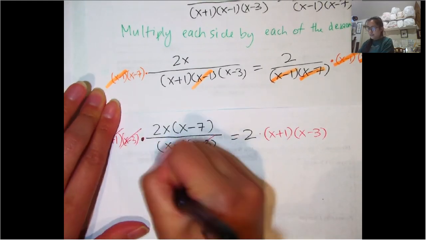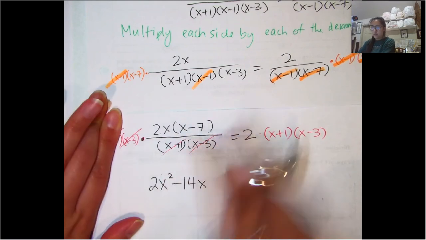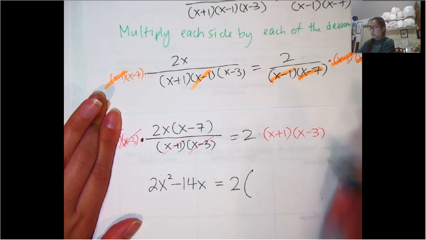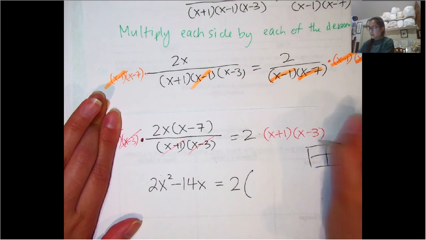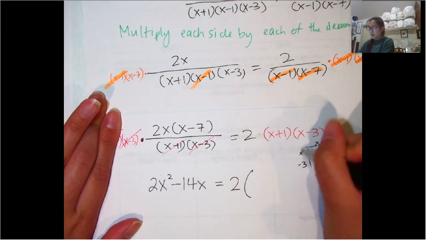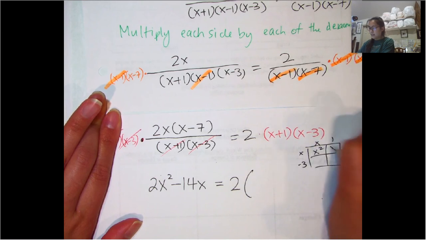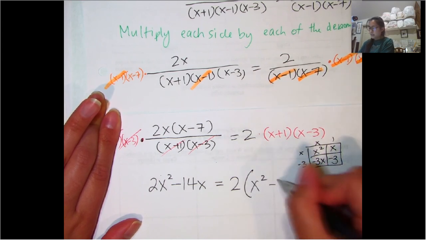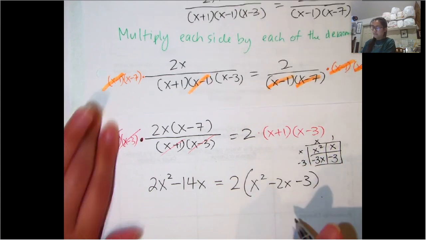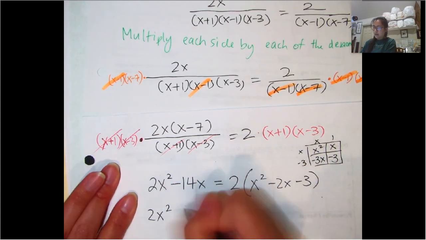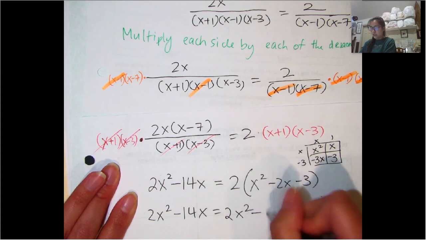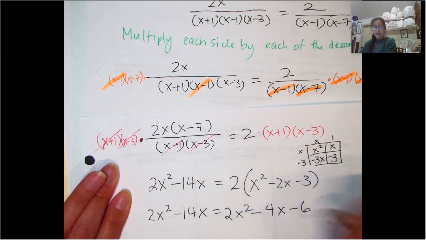So that's 2x squared minus 14x because we distribute that 2x, and then equals 2 times, and then we'll go ahead and multiply this out in a little box. So we have x plus 1 times x minus 3. x times x is x squared, 1 times x is x, x times negative 3 is negative 3x, and 1 times negative 3 is negative 3. So we add that up and we have x squared minus 2x minus 3. And so we're left with 2x squared minus 14x equals 2x squared minus, and we're distributing that 2, and we get minus 4x minus 6.